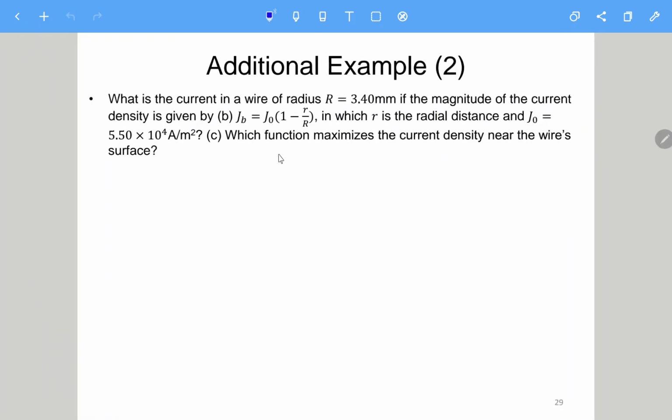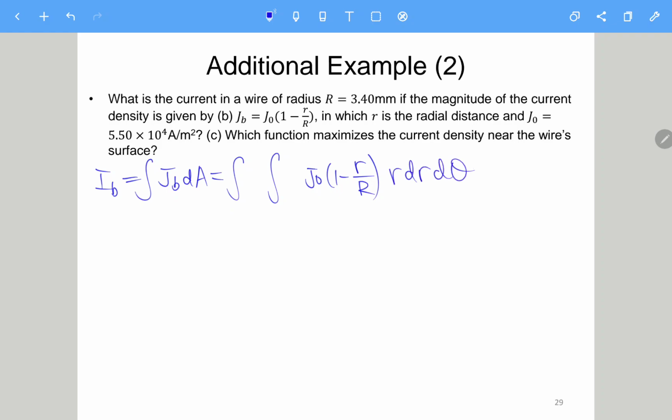Okay, so for part B, it changes the current density J_B to be J0 times parenthesis 1 minus r over capital R. All the other things are the same. So here we have I_B equals integration of J_B dA. So it will be integration of J0 times 1 minus r over capital R, and then r dr d theta, and then integrate dr from 0 to capital R, and then d theta from 0 to 2 pi.